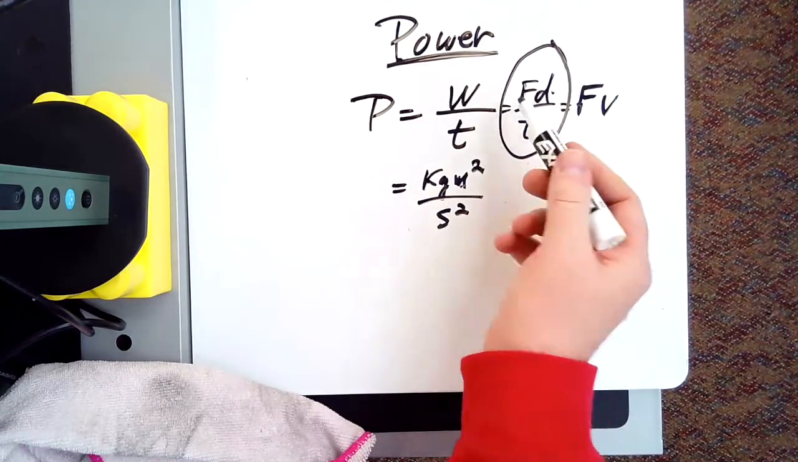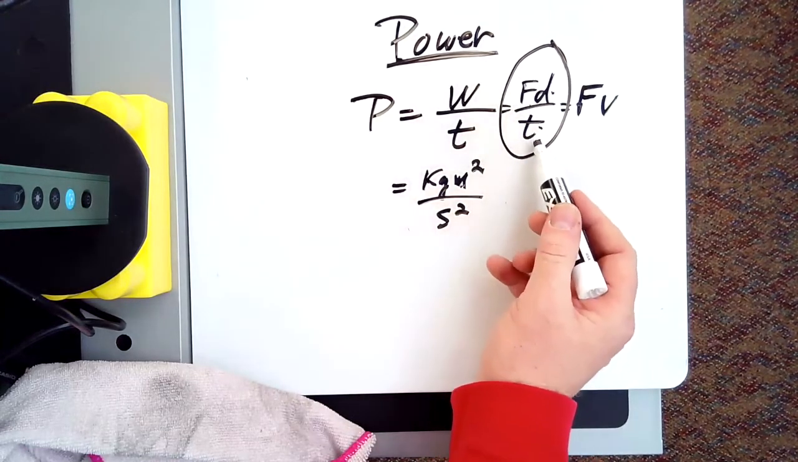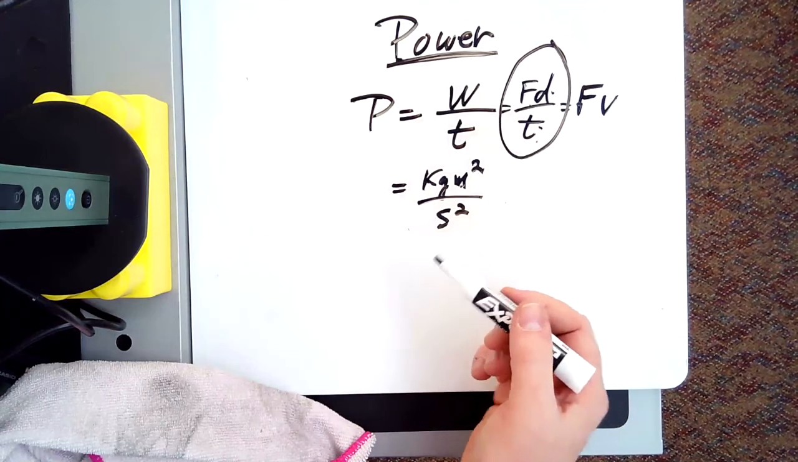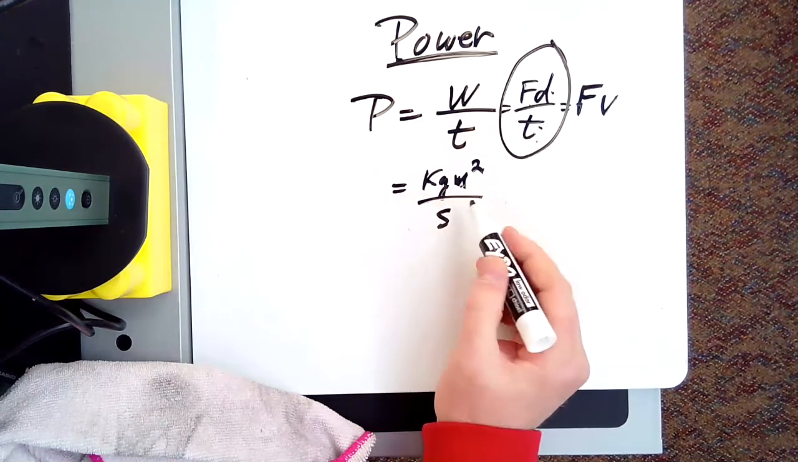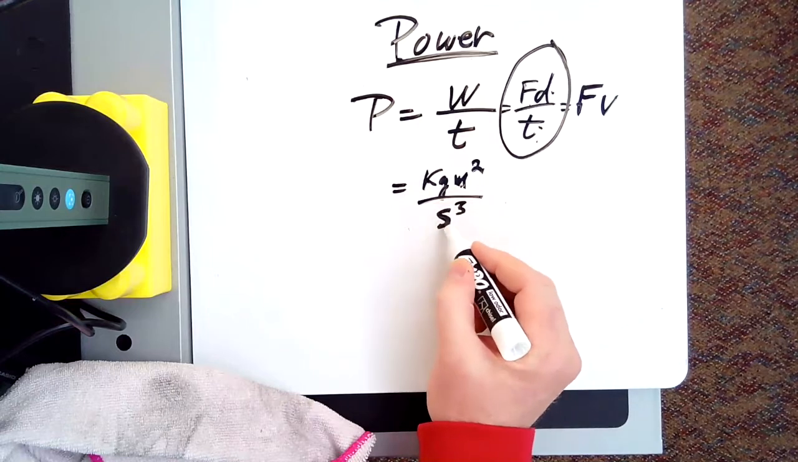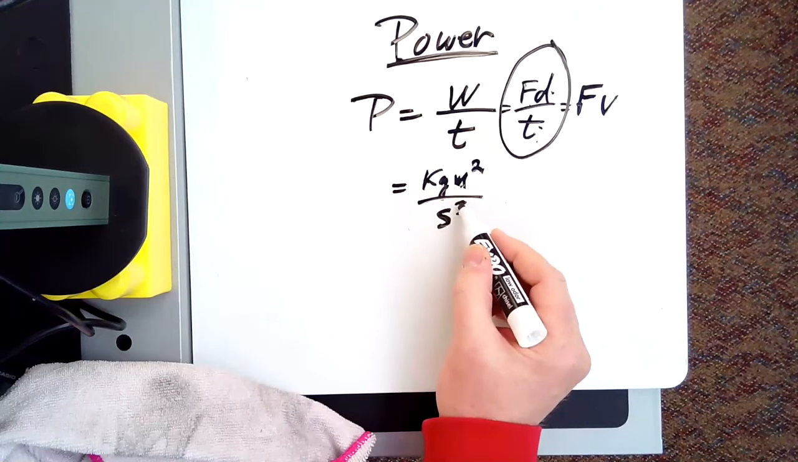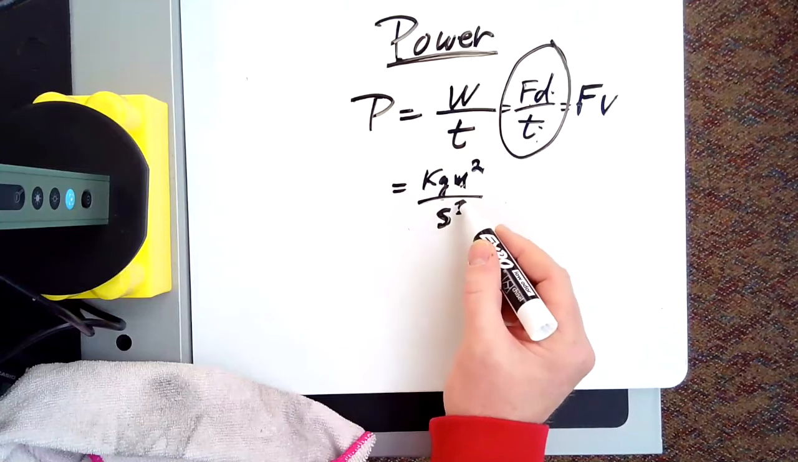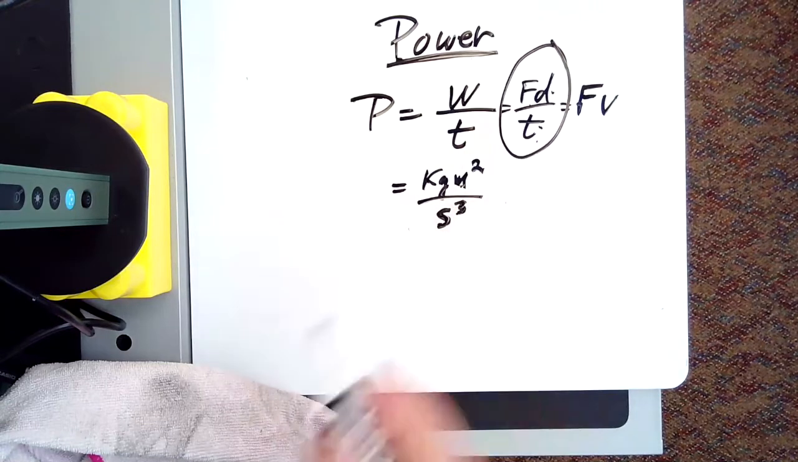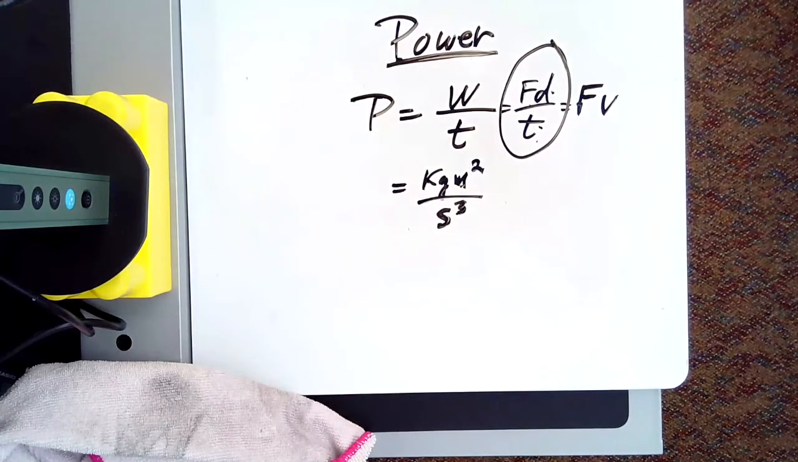Now what are we doing? We're taking work and we're dividing it by time, and time is in seconds. So seconds cubed. Very good. Kilogram meters squared per second cubed. So this is complicated. So we have to have a derived unit. What is the derived unit for power?